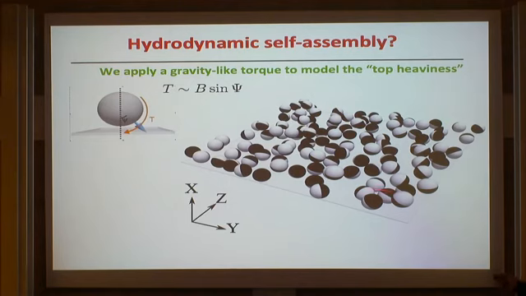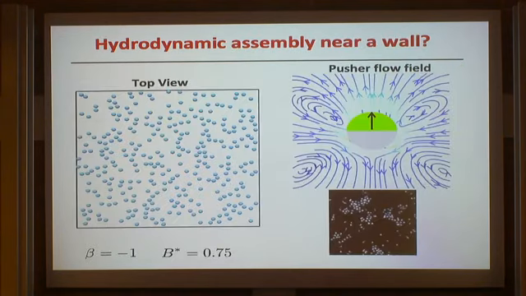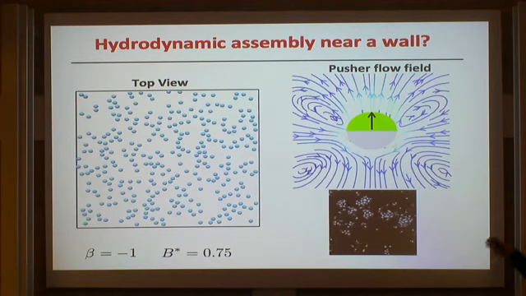Okay, so here is the idea of the system. You have a bunch of these particles near a wall, and then we apply this kind of torque, which now vanishes when the director is pointing exactly to the wall. And of course, we can tune the value if you want. That's basically what we try to do. And we start from the pushers. So here is the top view of the starting point of the simulation. Now the ball is on the bottom, and that is the flow field.